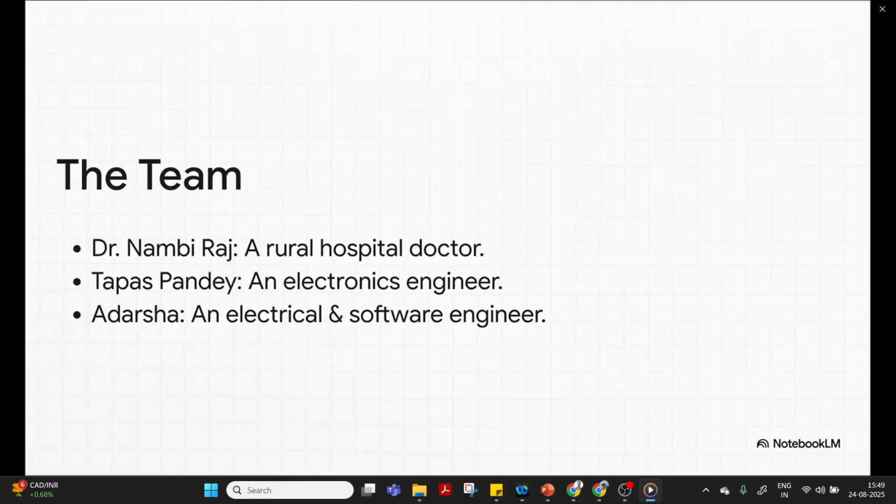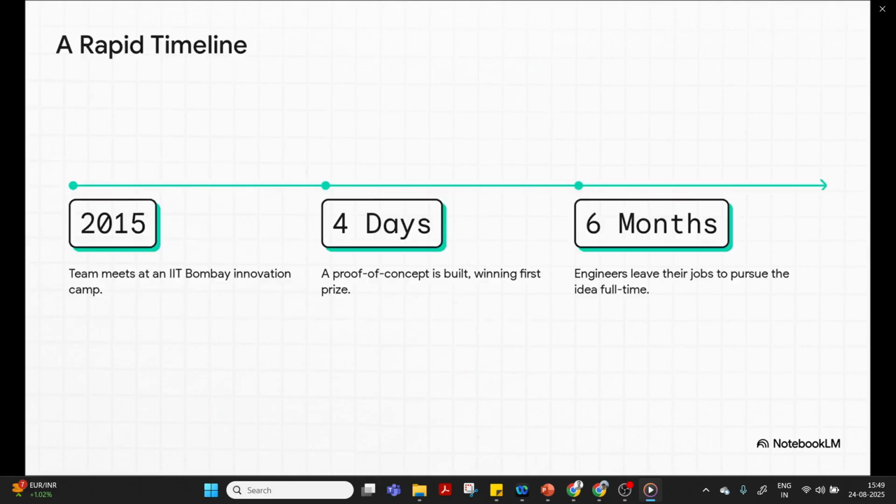I mean, just look at this group. You've got the doctor with the real-world problem, then an electronics engineer from a semiconductor company, and an electrical and software engineer. These guys were from completely different worlds, with totally different skills, brought together by the shared mission to solve a problem that really, really mattered. And boy, did they move fast. They all meet at this innovation camp, and get this, just 4 days later, they've already slapped together a working proof of concept and won first prize.